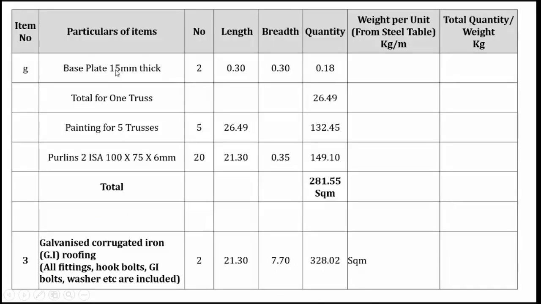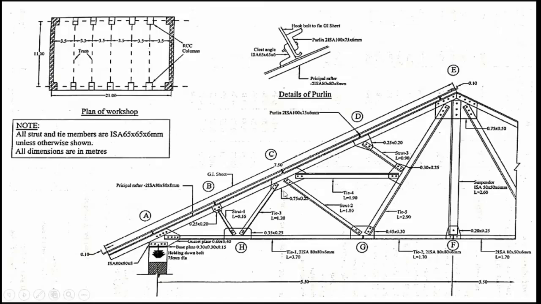Similarly for base plate, and this is for one truss. If you add up, you will get for one truss. If you multiply, you will get for all the 5 trusses. Then next, for purlins, you have to calculate 20 numbers. Length is 21.3. You have to calculate the width, that is 100 plus 75, that is 175 multiplied by 2, which is 350, that is 0.35 meters. If you multiply, you will get 149 as the answer. If you add up all these things, you will get total painting quantity as 281.55 square meters.